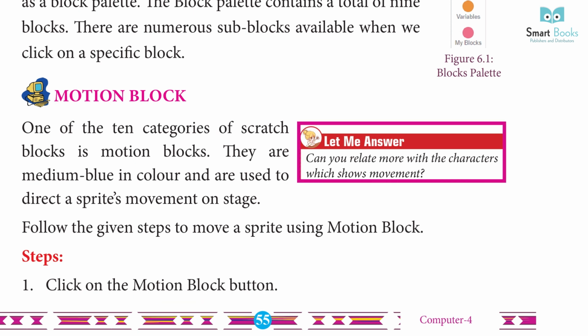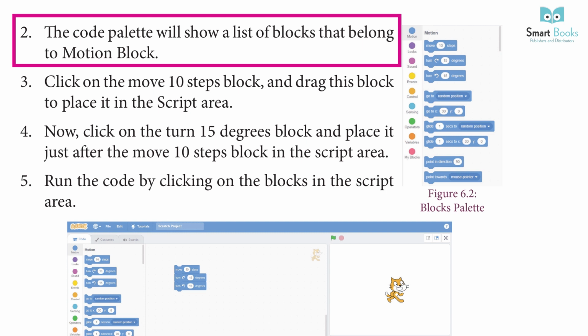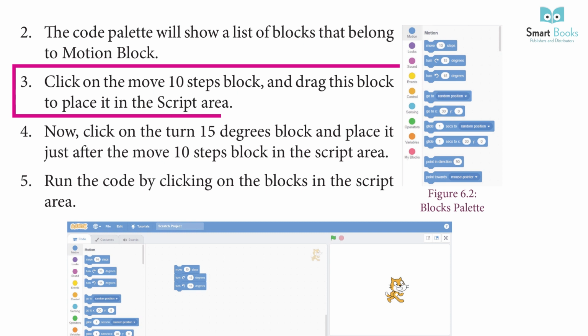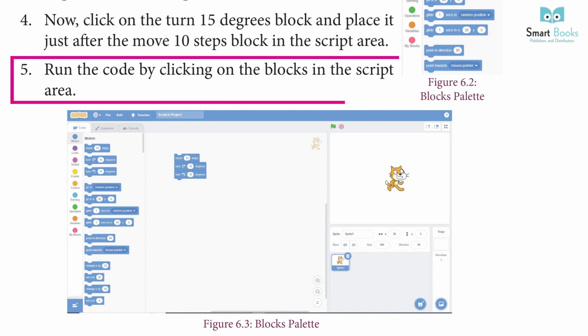Let me ask: can you relate more with the character which shows movement? Step 2. The code palette will show a list of blocks that belong to motion block. Step 3. Click on the Move 10 steps block and drag this block to place it in the script area. Step 4. Now click on the Turn 15 degrees block and place it just after the Move 10 steps block in the script area. Step 5. Run the code by clicking on the blocks in the script area.